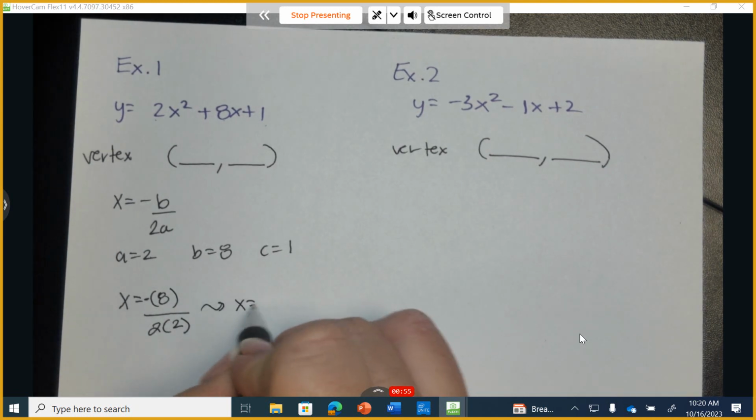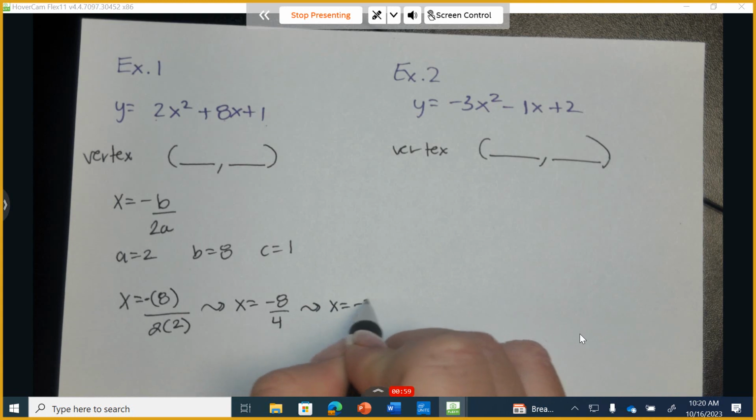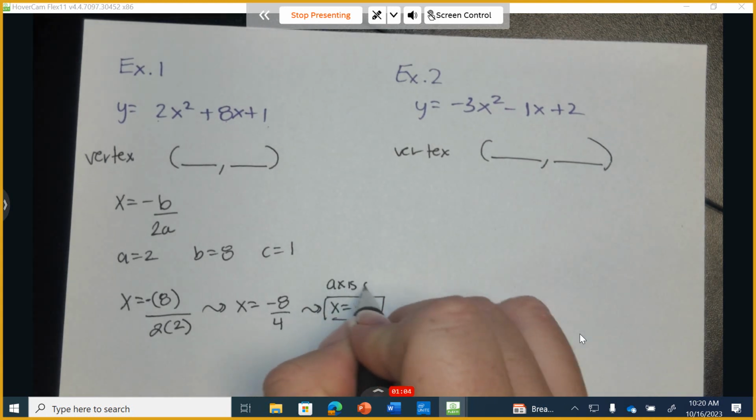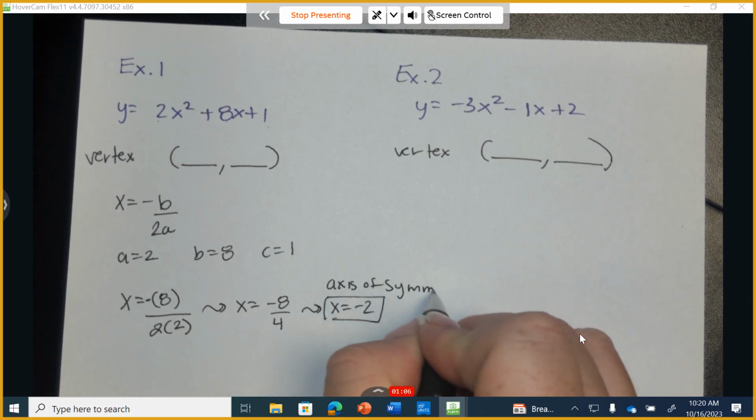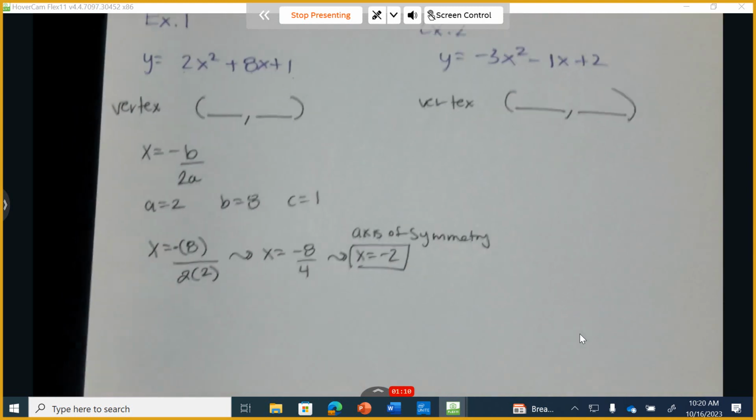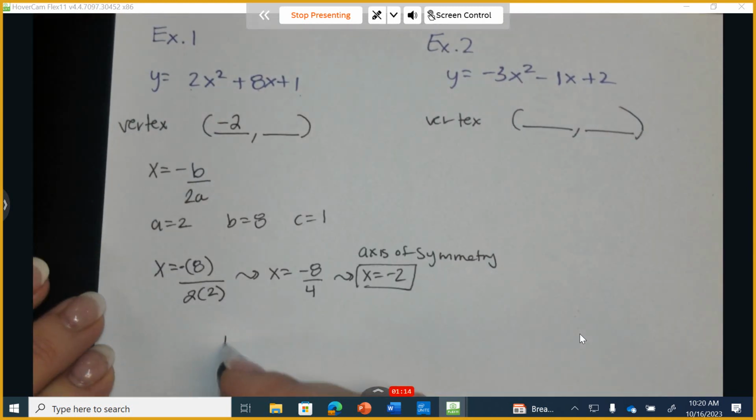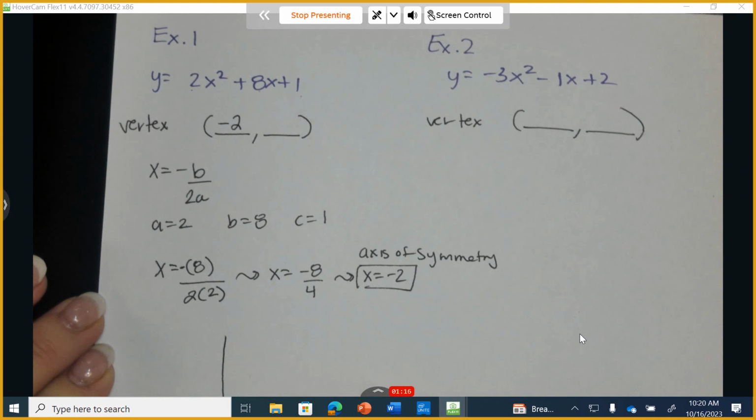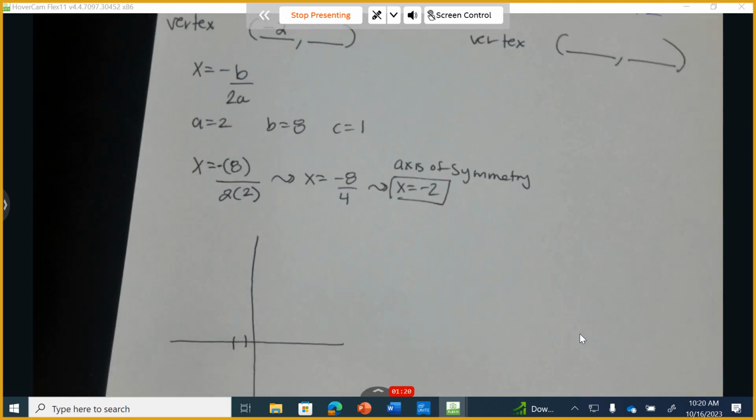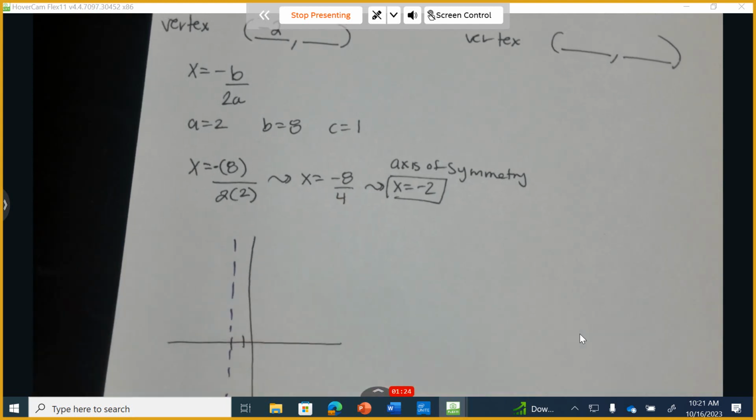All right, what does that reduce down to? Negative 8 over 4, and that reduces to x equals negative 2. This is my axis of symmetry. This is the equation that splits the parabola in half. It is also the x-coordinate of the vertex. If you're a visual learner like I am, I would go to negative 2 and make a vertical line that cuts through the x-axis at negative 2.